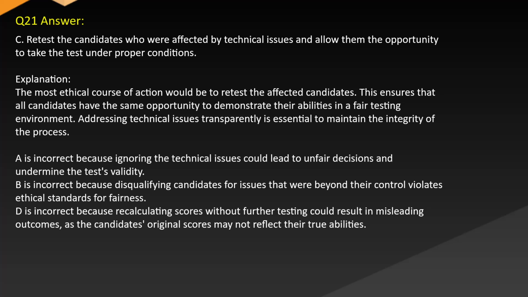A is incorrect because the technical issues could lead to unfair decisions and undermine the test's validity. B is incorrect because disqualifying candidates for issues that were out of their control violates ethical standards for fairness. D is incorrect because recalculating scores without further testing could result in misleading outcomes, as the candidates' original scores may not reflect their true abilities.